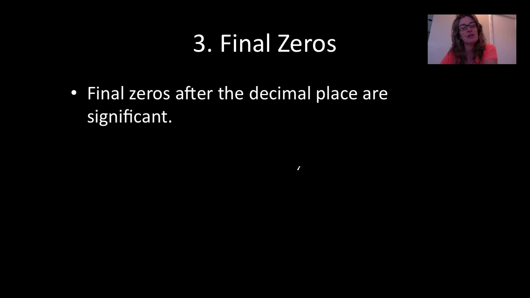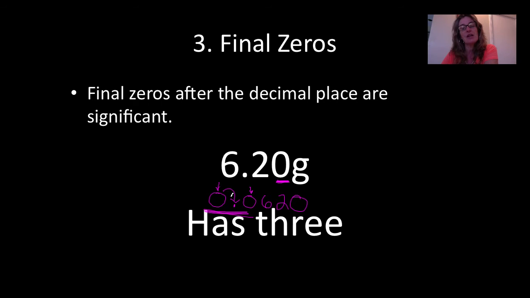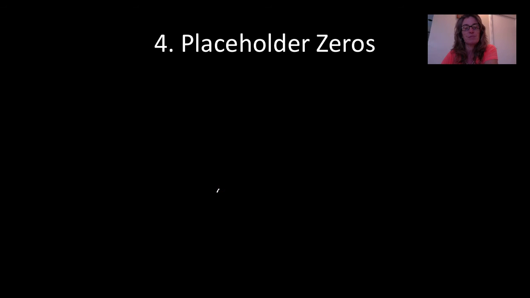Final zeros. Now these are tricky. Final zeros after the decimal place are significant, and I'm talking about the very last 0. I could also have a number like this, 0.0620. These zeros are not the final zeros after the decimal point. Therefore, this 0 is holding place, and this 0 is just there to show me that there is a decimal place to follow. So this number has 3 significant figures.